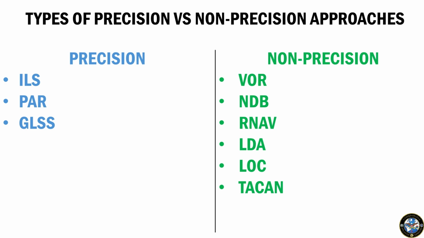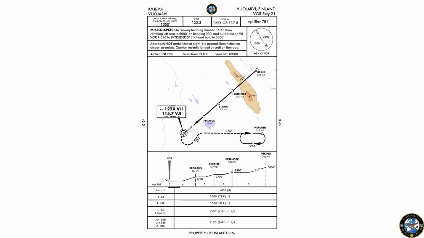We will be looking in detail into TACAN approaches today, as they will be the most common non-precision approaches we will encounter. This is the non-precision approach plate we will be looking at today: the VOR runway 21 approach into Vuojari, Finland. There's a high likelihood you will fly this approach in the near future, so it is a good idea to get familiarized with this approach plate.